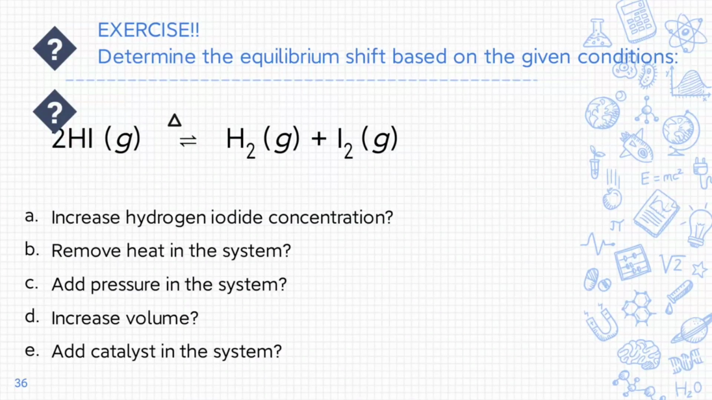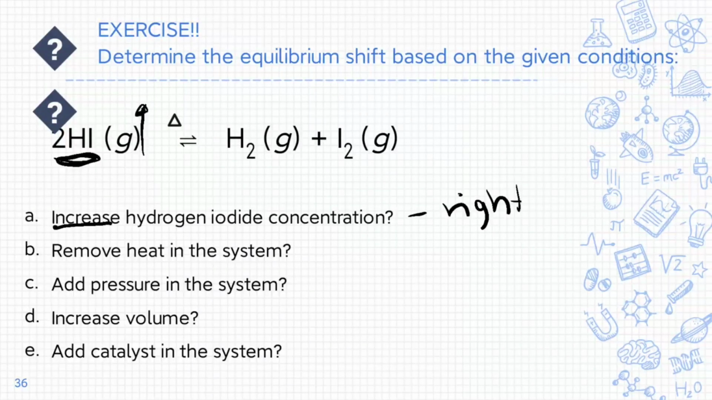Okay, game. So, the answer to number 1, letter A, increase hydrogen iodide concentration. Hydrogen iodide, nandito yan sa reactant side, on your left side. So, if you increase this one, ano bang review natin earlier? We said earlier na magko-compensate yung kabila. So, the answer here is, it shifts to the right.